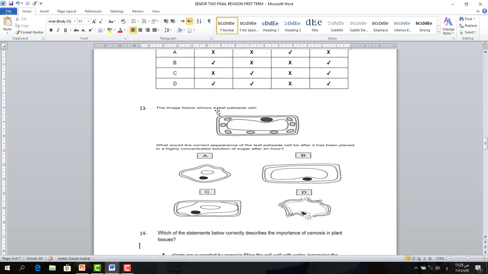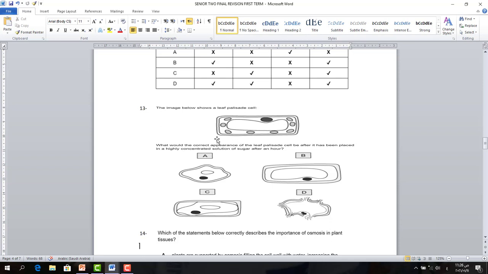The image below shows a leaf palisade cell. This is a one-cell palisade cell. What would the correct appearance of the leaf palisade cell be after it has been placed in a highly concentrated solution? A highly concentrated solution means the solution is low in water and high in sugar. So by osmosis, water will move from inside the cell to outside the cell.